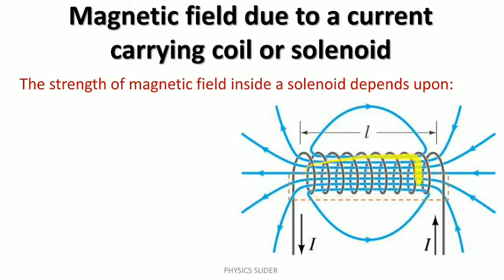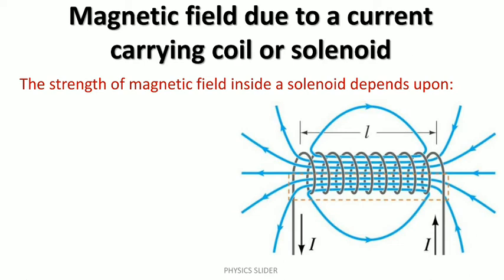Why? Because it has the constant number of magnetic field lines inside the solenoid. That's why inside the magnetic field does not vary. So we can say that the inside magnetic field of a solenoid is not varying. So we will analyze where the magnetic field is uniform. We cannot analyze here because it is varying. We can only analyze the constant magnetic field. So the strength of magnetic field inside a solenoid depends upon the following factors.